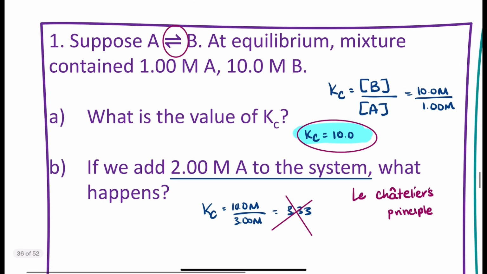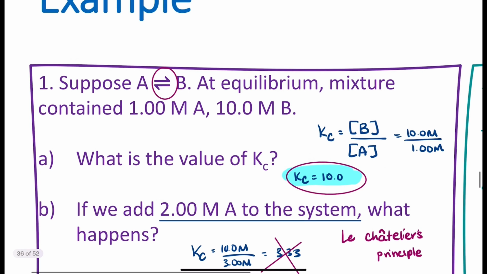Basically, I have stressed the system. I'm going to draw it up here. I have A in equilibrium with B, and it was happy. It was at equilibrium. It had its nice little Kc value. Now that I've disturbed the system, I need to let it adjust so that it can reestablish its equilibrium. I increase the concentration of A by adding 2 molar A to the system.